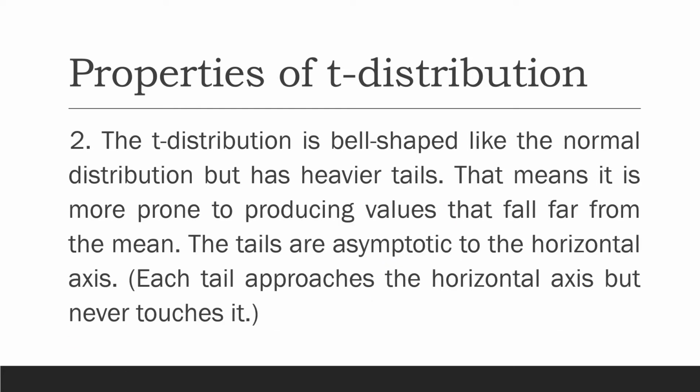The second property of the t-distribution is that it is bell-shaped like the normal distribution. The only difference is it has heavier tails, meaning there are more areas on the tails. That means it is more prone to producing values that fall far from the mean. The tails are asymptotic to the horizontal axis, meaning it approaches the x-axis but never touches or intersects it.